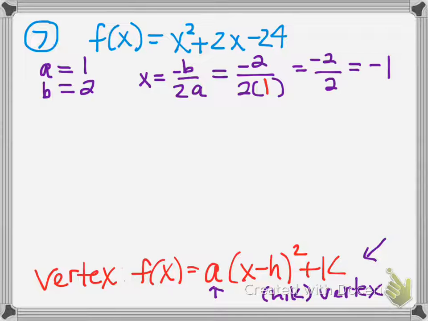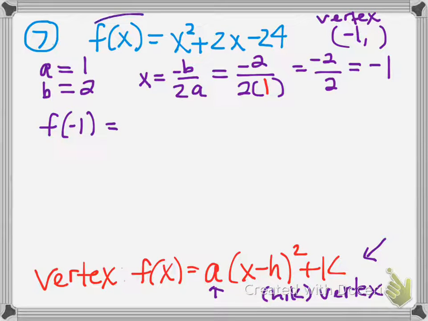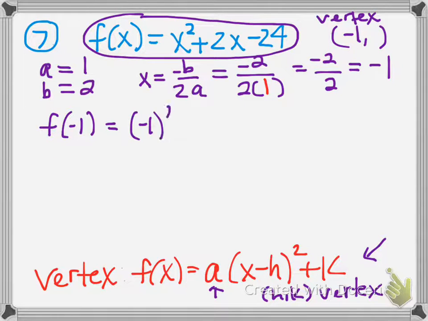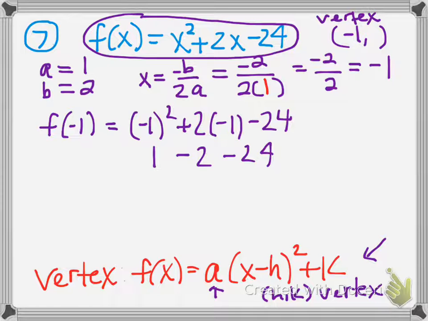So I'm actually going to record the vertex up here so I can have a spot to throw in the first coordinate, which is negative 1. How do I find the y-coordinate? I take negative 1 and plug it in. So f of negative 1 is saying I'm plugging in negative 1 into this equation wherever there's an x. So negative 1 squared plus 2 times negative 1 minus 24. So negative 1 squared is 1. 2 times negative 1 is negative 2, minus 24. 1 minus 2 is negative 1. Minus 24, that would be negative 25.